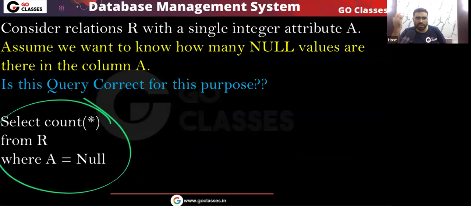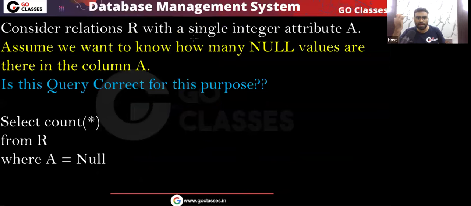Is this query correct? Can I write it like this: from this R, where A is equal to null? Is this query correct? The answer is no. This query is not correct. Let me tell you, this query is invalid. This is an illegal, or invalid, query.